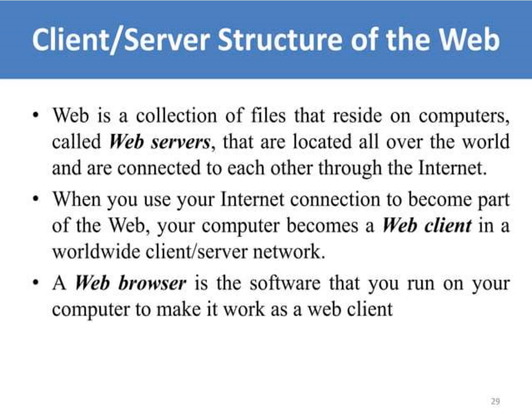The next topic, the client server structure of the web. You already know what a client and a server are. The web is a collection of files that reside on a computer called a web server. Data is located all over the world and is connected through the internet. When you use an internet connection to become part of the web, your computer becomes a web client in the worldwide client server network. A web browser is software that you run on your computer to make it work as a client.